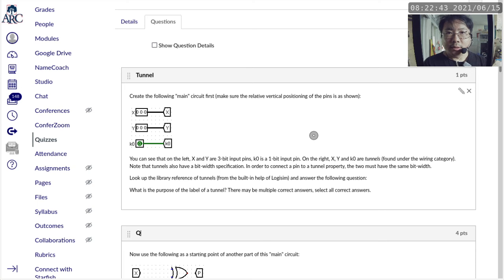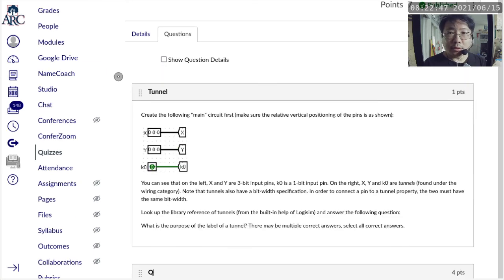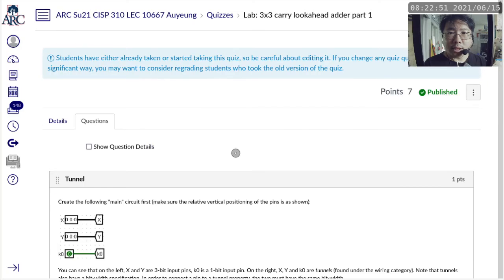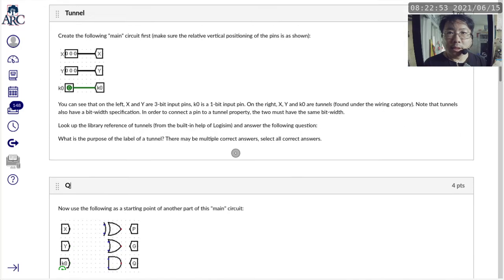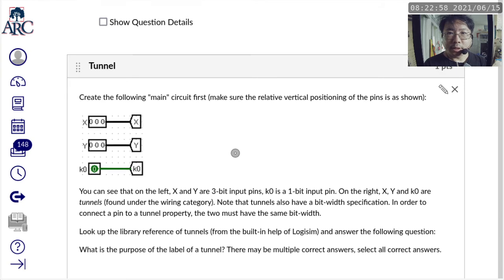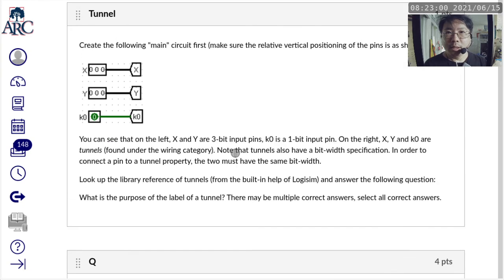All right, so first question, and let me just kind of magnify this, or I can turn off the setting screen, which is just taking up space unnecessarily. There we go. And bump up the font size. There we go. All right. So create a main circuit like this, and my screen just blanked out, but that's okay.